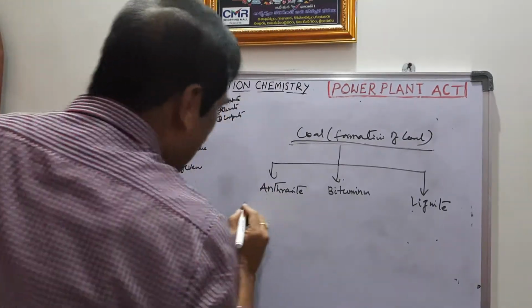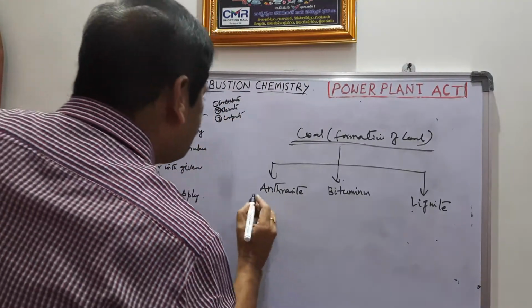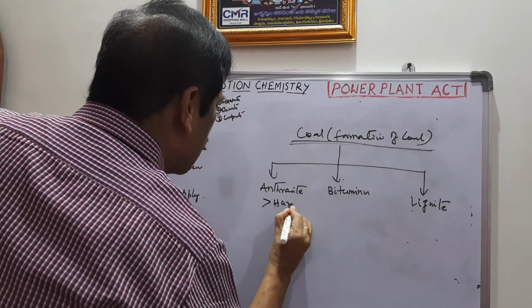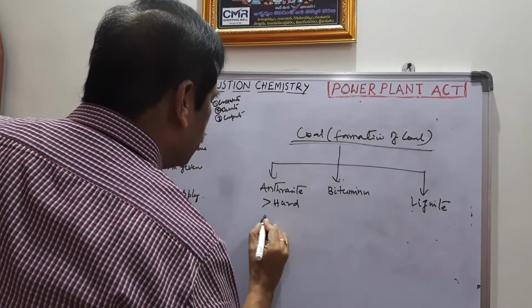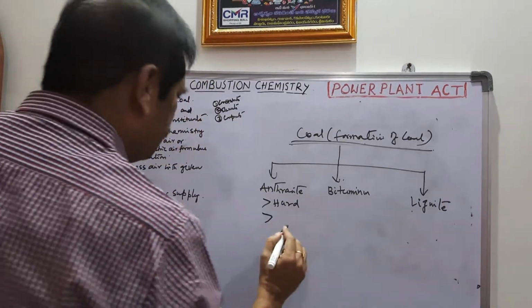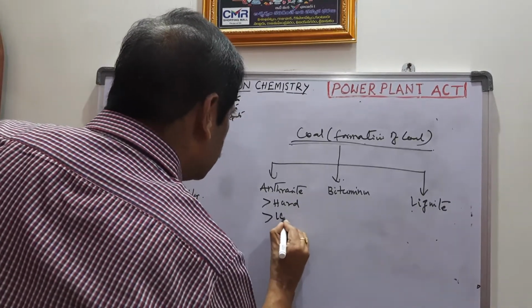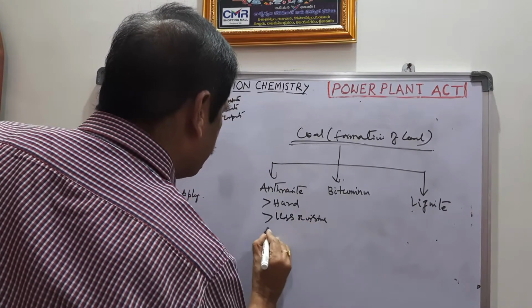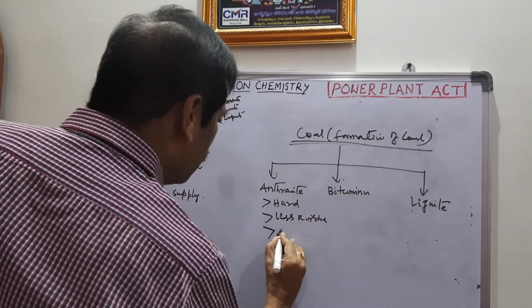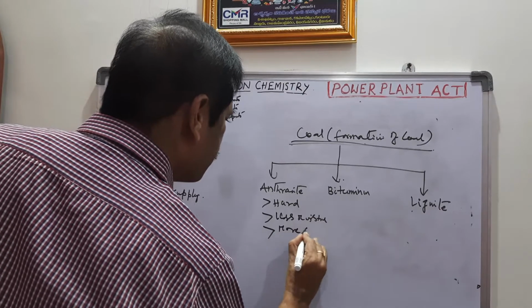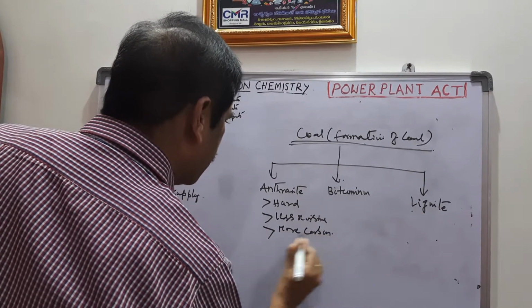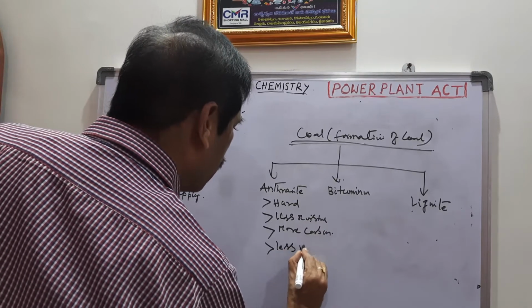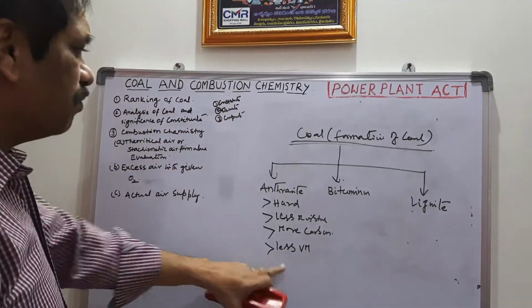The anthracite coal is hard coal and it contains less moisture and it contains more carbon and it contains less volatile matter.